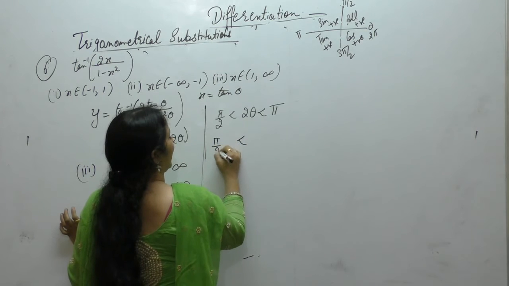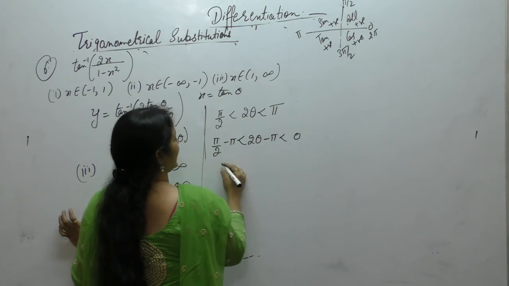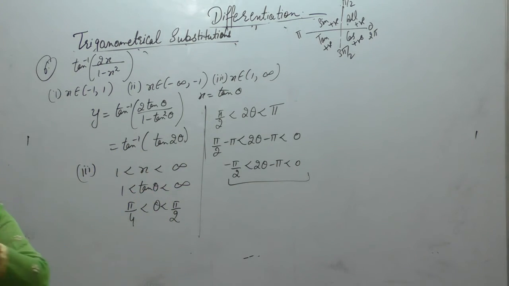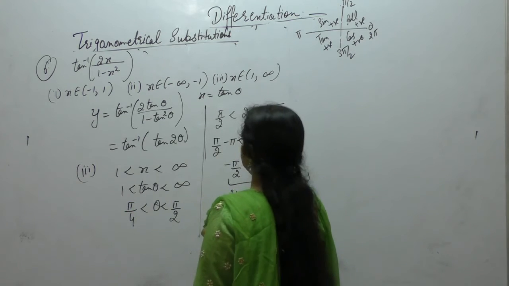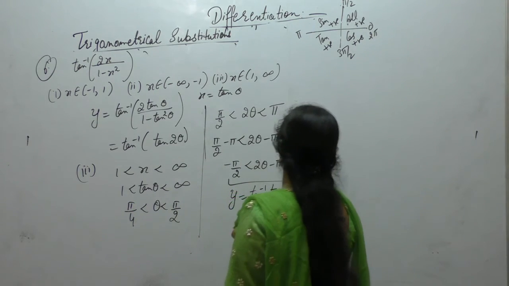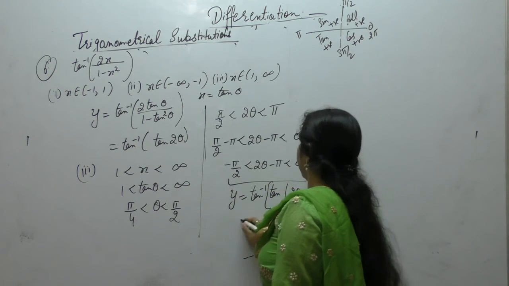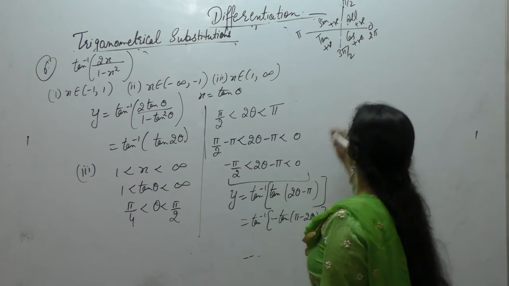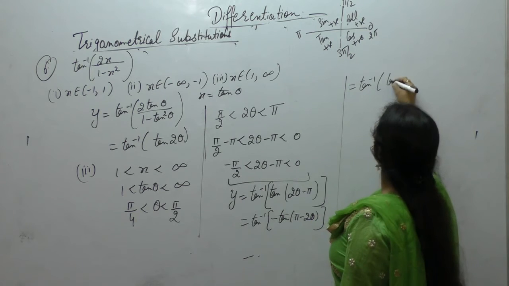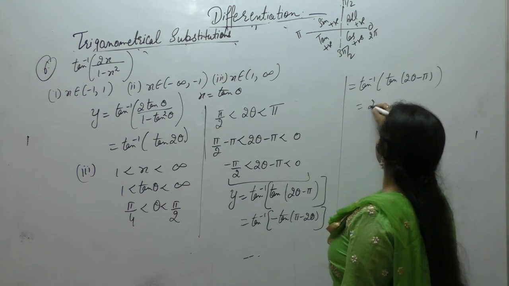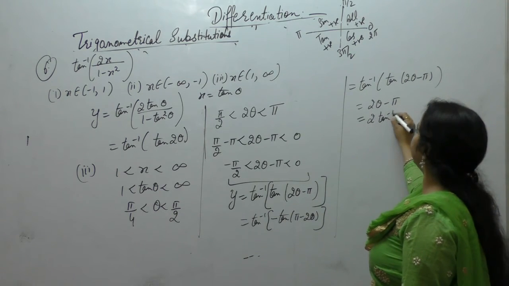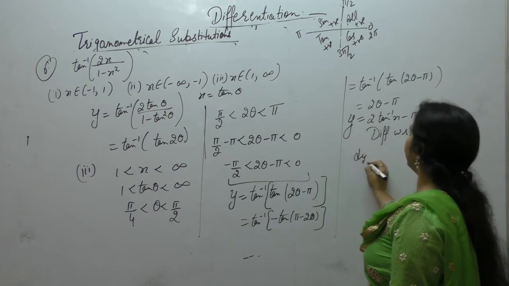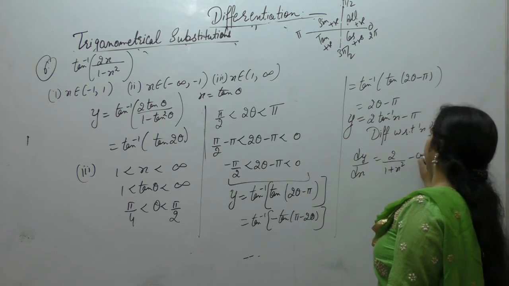First subtract pi from all sides. Pi minus pi is 0, minus pi by 2 less than 2 theta minus pi less than 0. So we can write y as tan inverse of 2 theta minus pi. Tan inverse, take negative common, so we can write it as pi minus 2 theta. In the next step we get the same term, tan of 2 theta minus pi. So we get 2 theta, theta is tan inverse x, minus pi. Now differentiate with respect to x. What we get? Dy upon dx is 2 upon 1 plus x square, derivative of pi is 0.